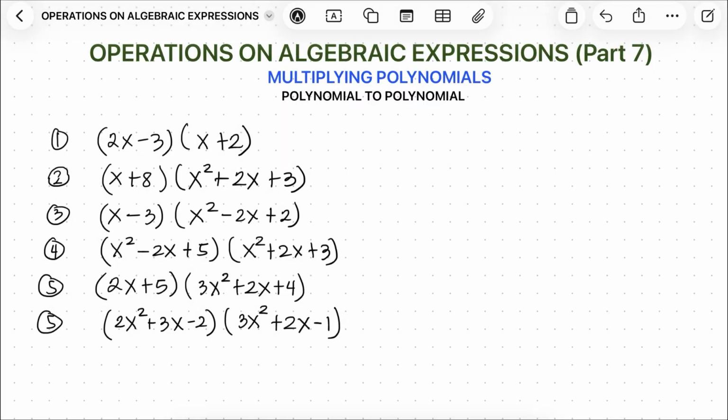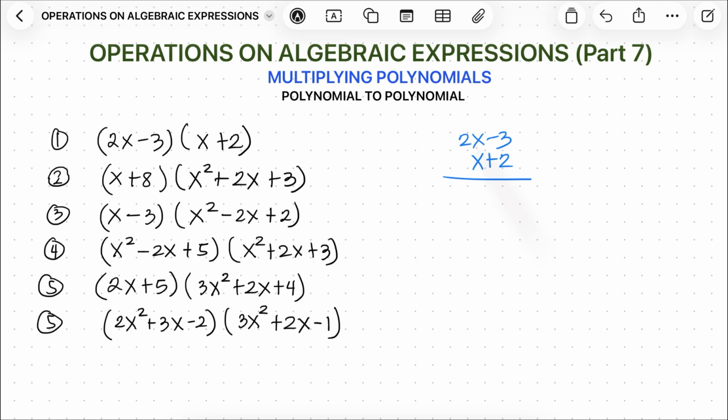In this video, we will continue our series on multiplying polynomials. So today, we will have polynomial by polynomial, meaning we will be dealing with more than two terms. For example, in number 1, we have 2x minus 3 times x plus 2. This is what you've learned in the previous video, so you may take a look at that once more.